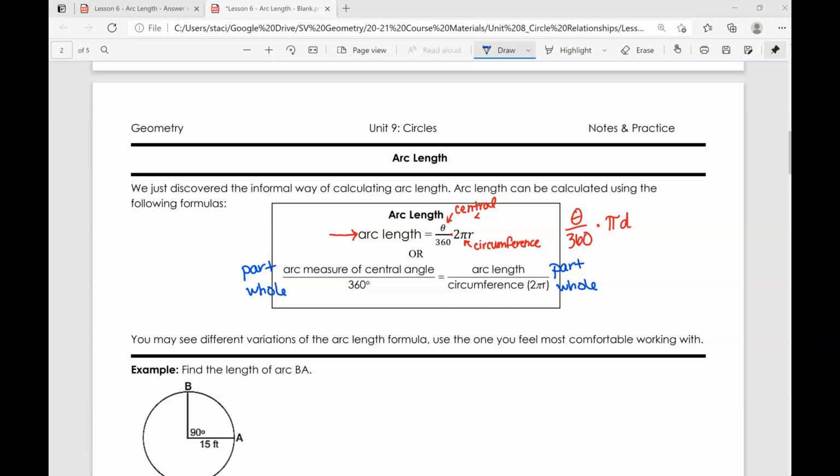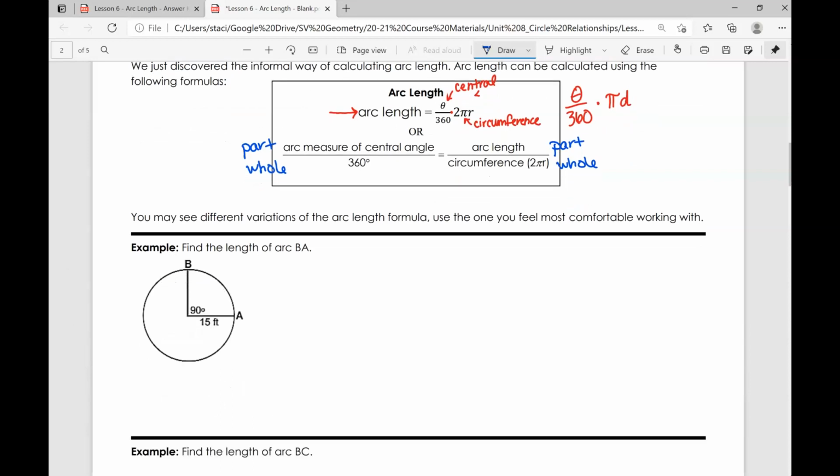All right, so now that you all have discovered the formula for finding arc length, now we're going to apply it to some example problems. And so we're going to get increasingly more difficult, and we'll also go back and forth between, sometimes we might have to write our answers exactly, and sometimes we might have to write our answers approximately based off the information that's given. So in this first example, it just says find the length of arc BA.